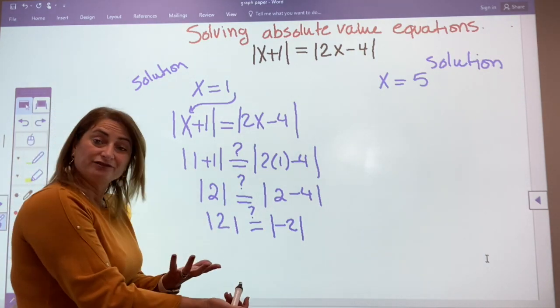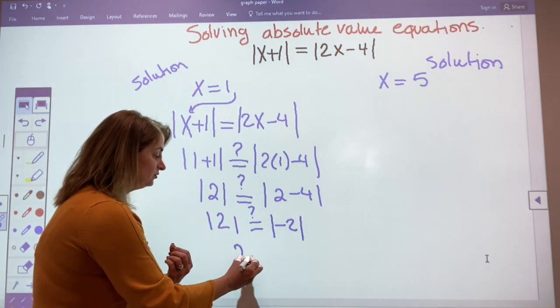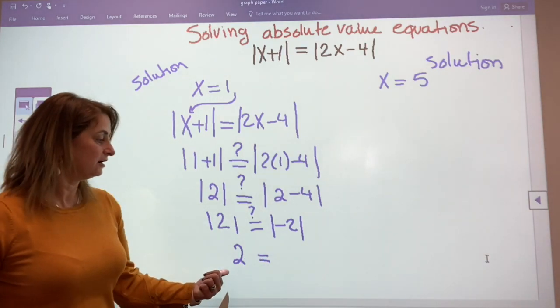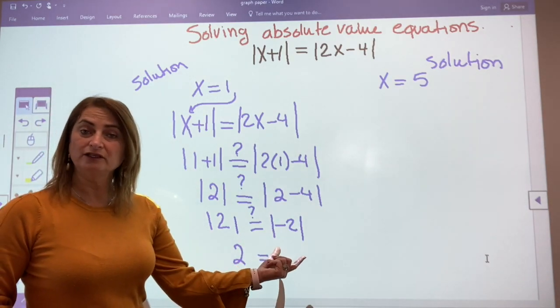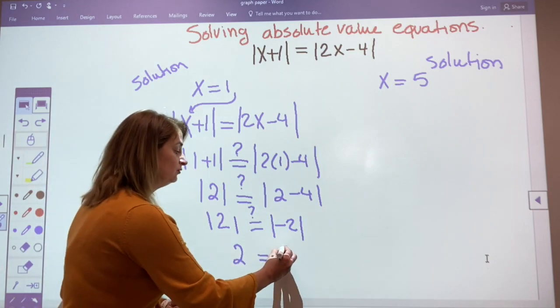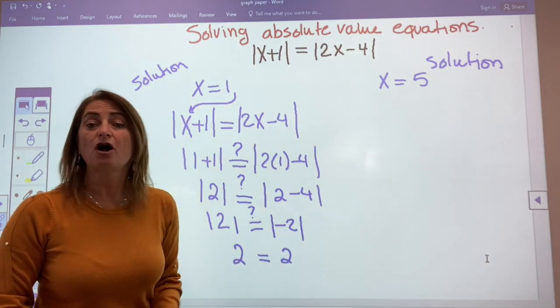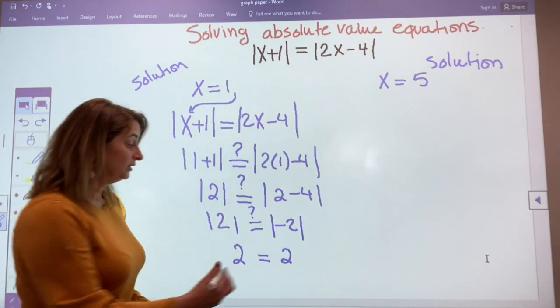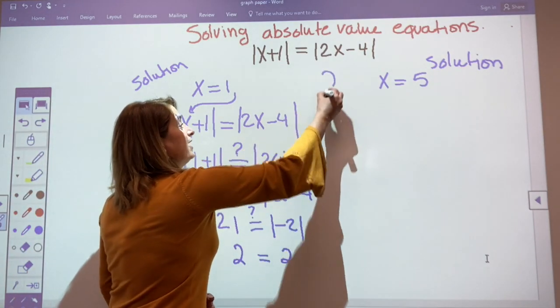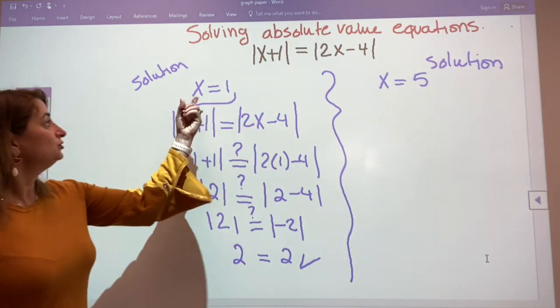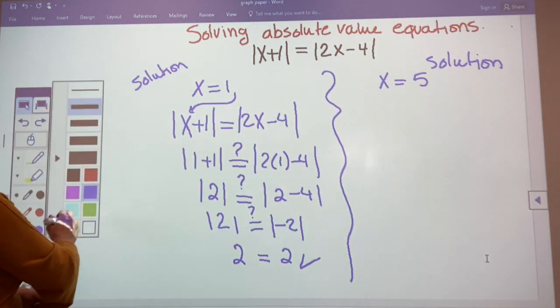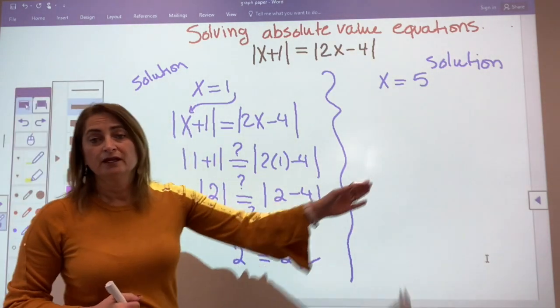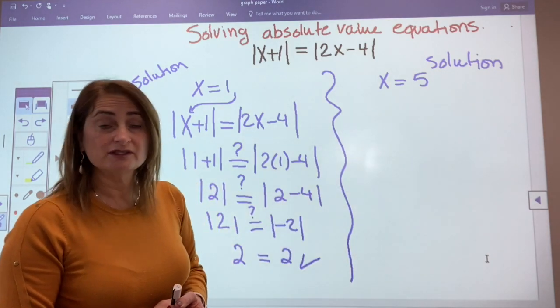The absolute value of 2 equals 2. That means 2 is only 2 away from the 0. The absolute value of -2 is also 2 because the -2 is also only 2 spaces away from the 0. So it did check, which means my answer or solution x equal 1 is correct solution. Now let's check the second solution, see if it's right.